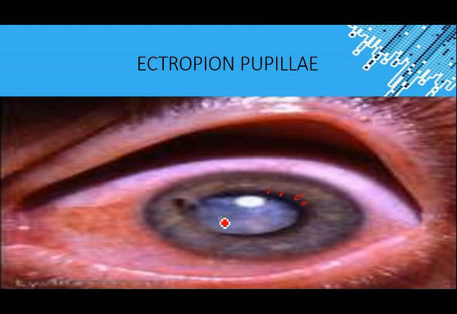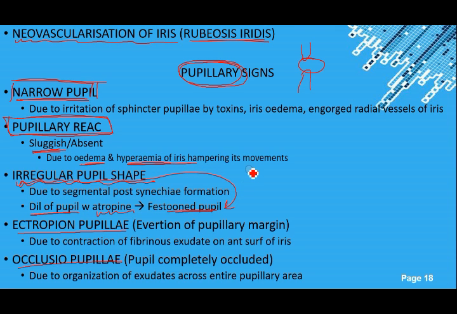Why do you get this eversion? It is because there is fibrinous exudate on the anterior surface of the iris. They start contracting, pulling the iris in front, right? So that's when you get this eversion of the pupillary margin.